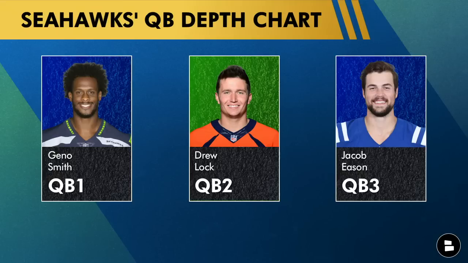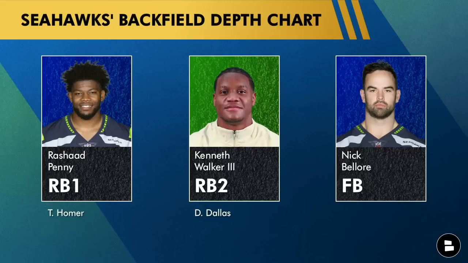Jacob Eason, you can see listed as that quarterback 3. He's on the practice squad. And if something were to happen to Drew Lock or Geno Smith, you'd have to think that he'd get called up. The running back position, also the fullback spot as well.